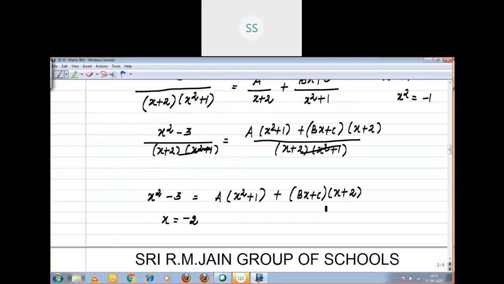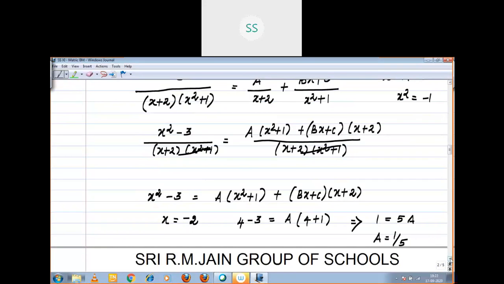Substitute x is equal to minus 2. Because here the number is positive, I select x as negative. If I select negative, the whole term vanishes. Then I can get the value of a easily. 4 minus 3 equal to a into minus 2 the whole square, that is 4 plus 1, which implies 1 equal to 5a, a equal to 1 by 5.